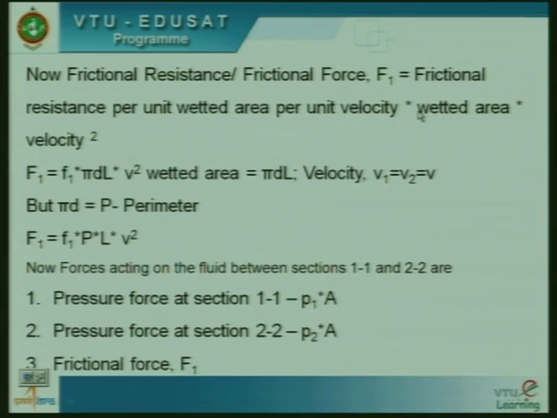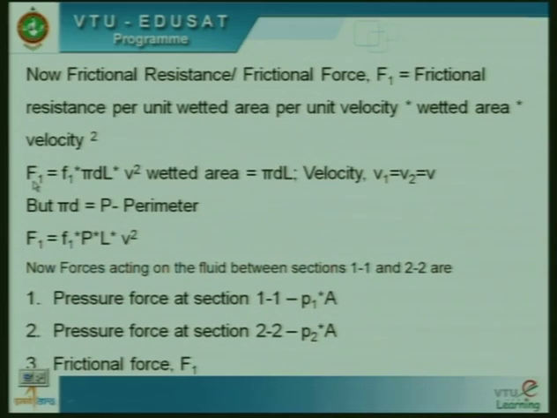Remember, I said whenever water is flowing in a pipe, it flows all along the perimeter. Therefore, when I am talking about a wetted area, it is nothing but the perimeter over what length? The length of the pipe under consideration from section 1 to section 2 is L. Therefore, in place of writing this pi d square by 4, please write pi d L. What is pi d? Pi d is the perimeter and length L is the length between section 1 and section 2. Wetted area is pi d L.